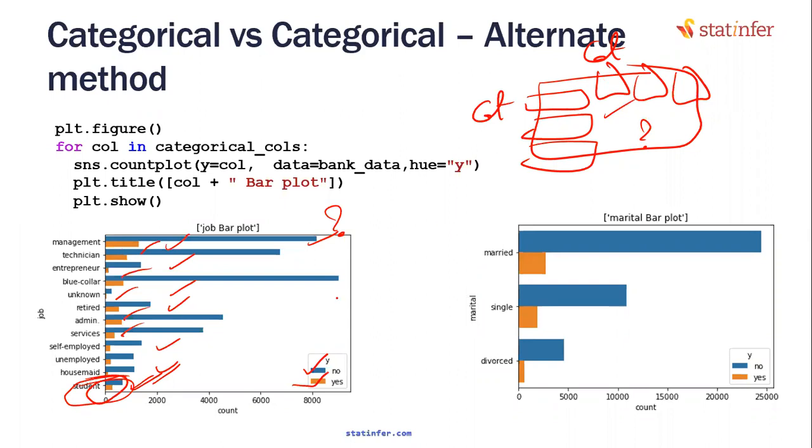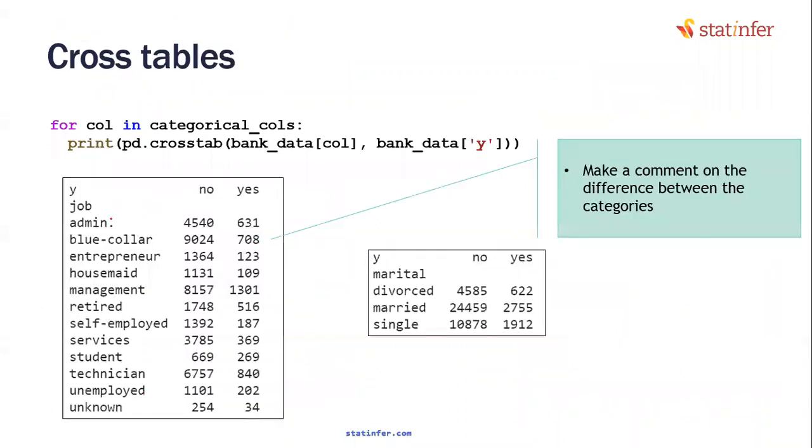Some people say that a pivot table is unnecessarily complicated, this much you don't need to do. Show me a pivot table, I am happy looking at that. If that is the case, you simply show the cross tab. You can show direct numbers or you can even show the percentages also. This is the job category. These are number of yes, these are number of no.